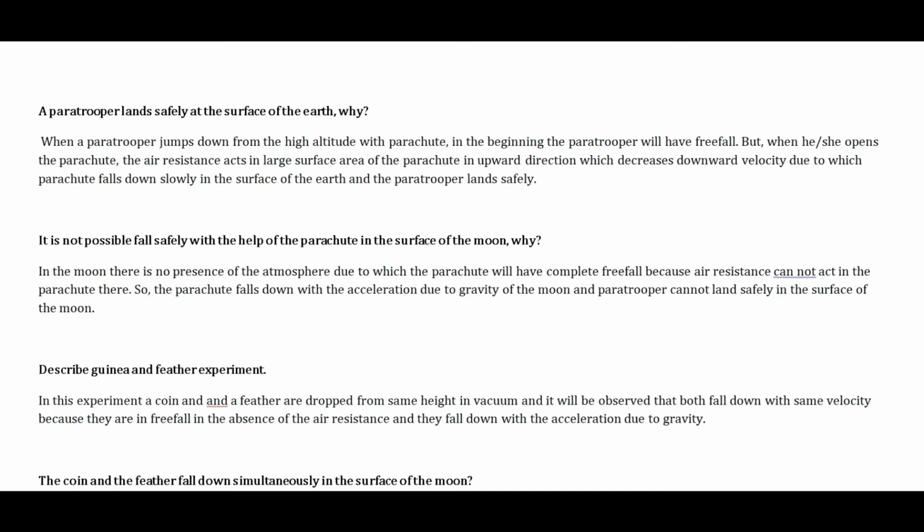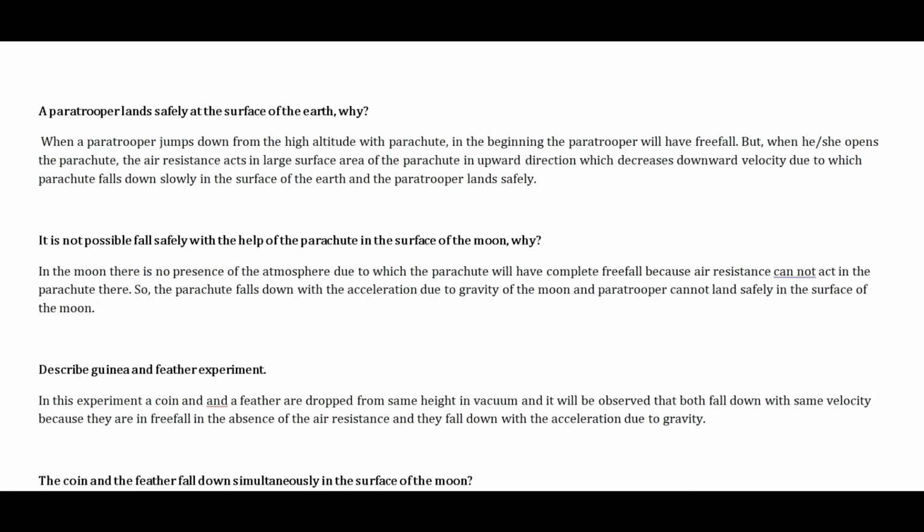First of all, when the paratrooper jumps down from a high altitude with the parachute, in the beginning the paratrooper will have almost free fall. That means the paratrooper will fall down with very high speed. But when he or she opens the parachute, the air resistance acts on the large surface area of the parachute in the upward direction, and this decreases the downward velocity, due to which the paratrooper falls down slowly to the surface of the earth. Then the paratrooper can land safely.